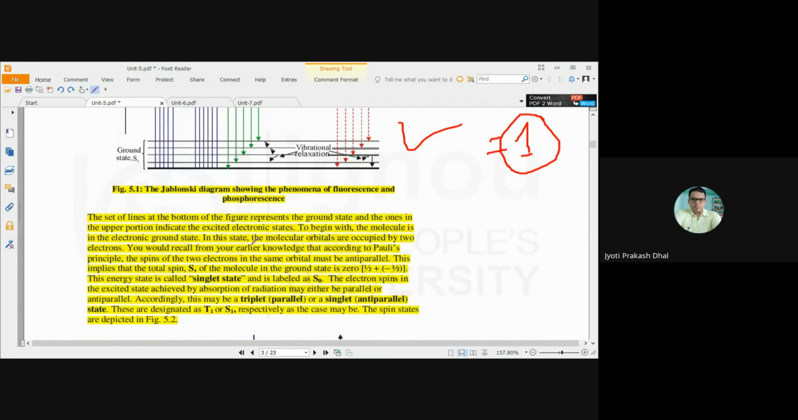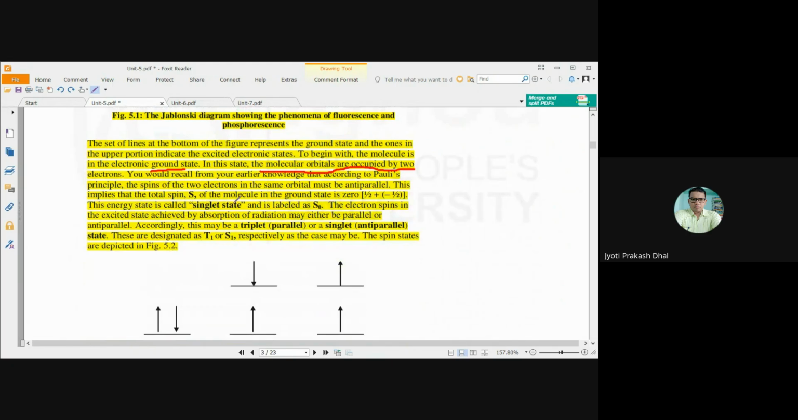To begin, the molecule is in the electronic ground state. In this state, the molecular orbitals are occupied by two electrons, and again we know that according to Pauli's exclusion principle, the spins of the two electrons in the same orbital must be antiparallel. So this implies that the total spin S of the molecule in the ground state will be plus half plus minus half, that is 0, and the energy state is called the singlet state, labeled as S0. So why is it called a singlet state?